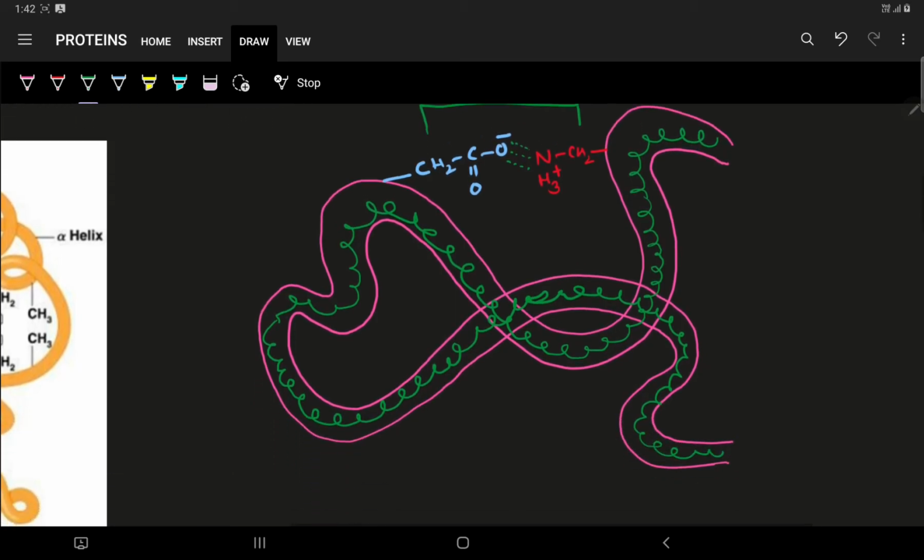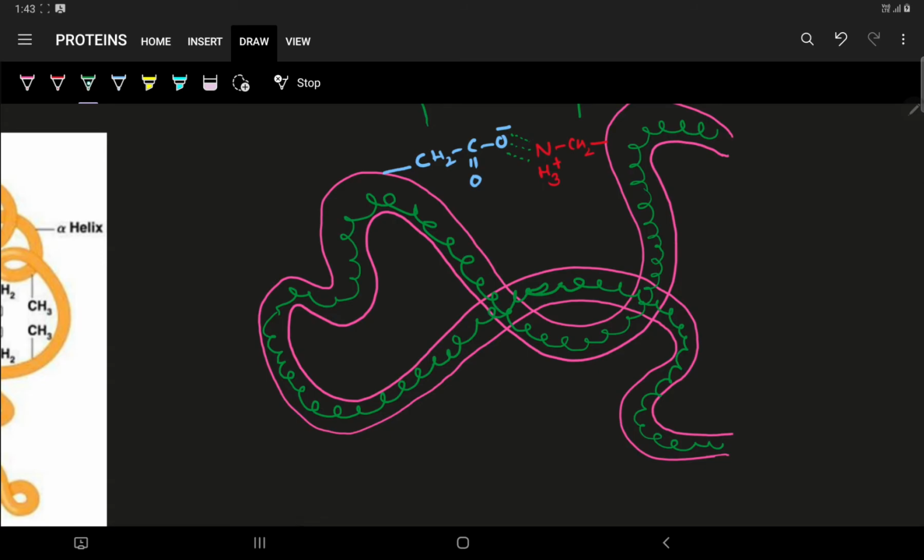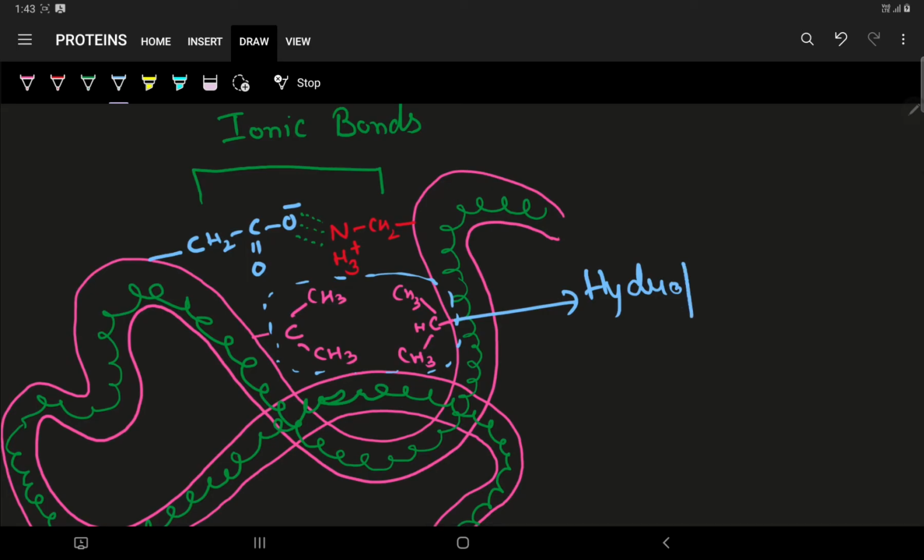The next are the hydrophobic interactions. The hydrophobic interactions come into play between the two hydrophobic side chains, just as we have seen in the case of valine. Now just see here, these are hydrophobic interactions.